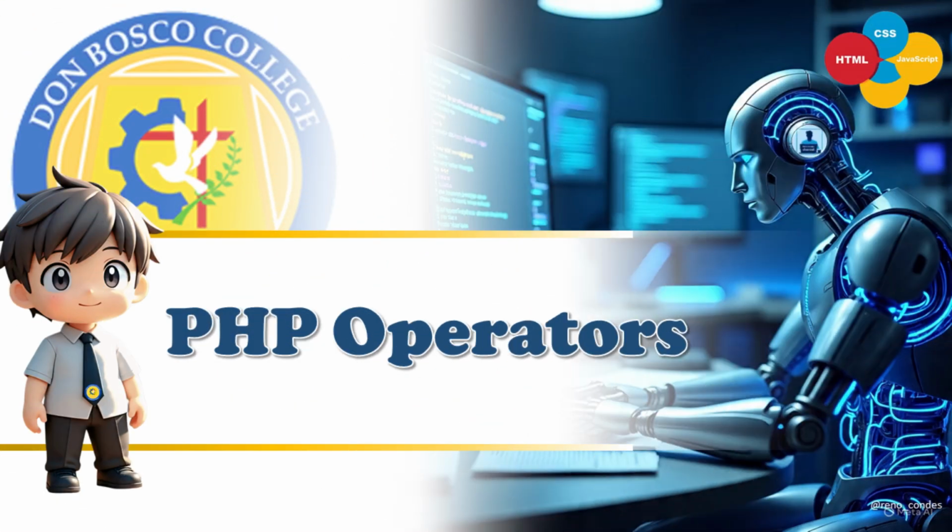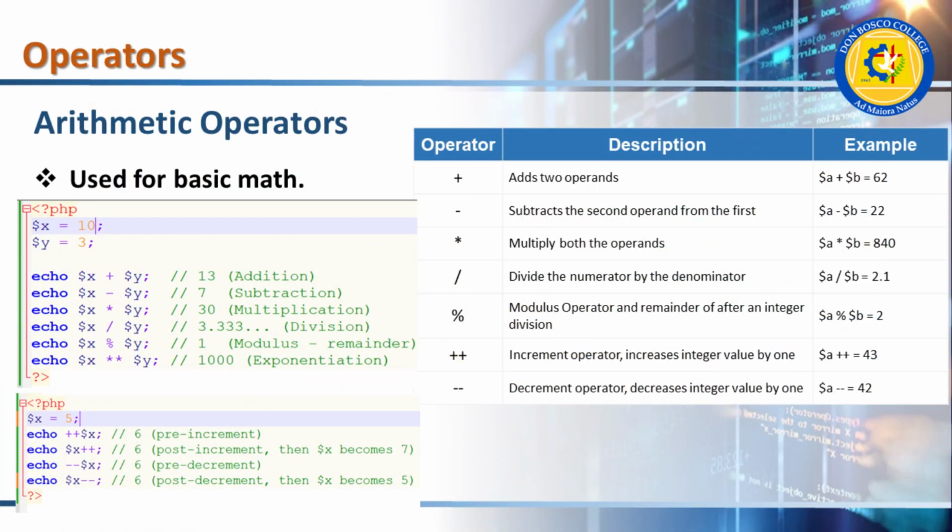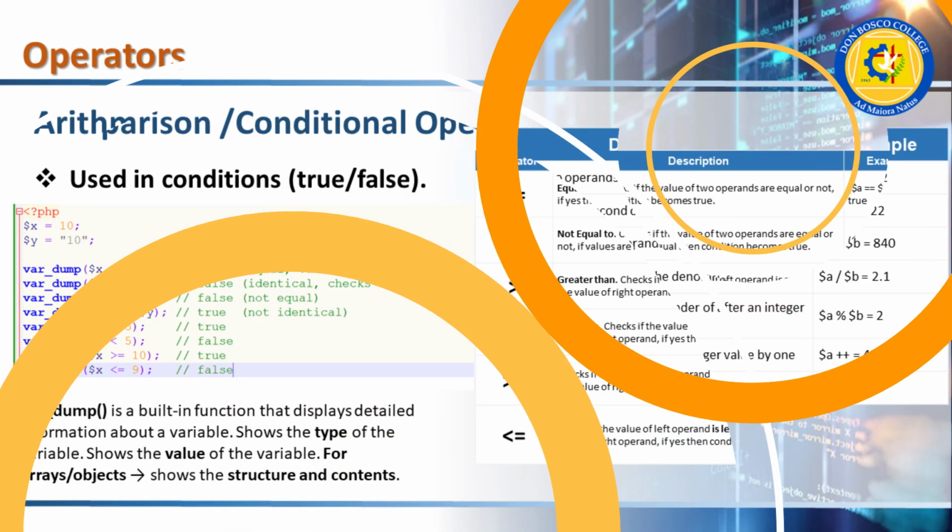Next, let us proceed to PHP operators. The first type is arithmetic operators. The following are the arithmetic operators: the addition operator, which adds two operands; the subtraction operator, which subtracts the second operand from the first; the multiplication operator, which multiplies both operands; and the division operator, which divides the numerator by the denominator. There is also the modulus operator, which returns the remainder after integer division. Additionally, the increment operator increases an integer value by 1, while the decrement operator decreases an integer value by 1.